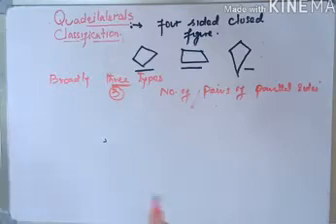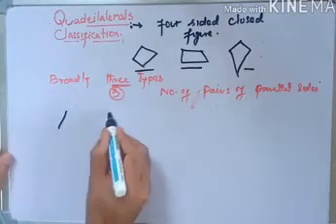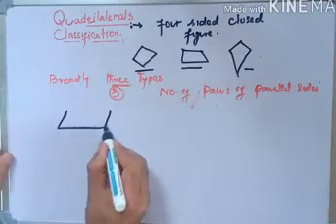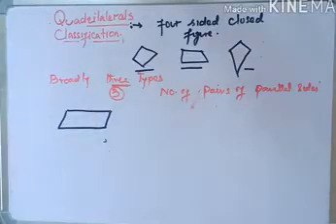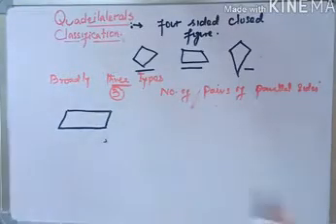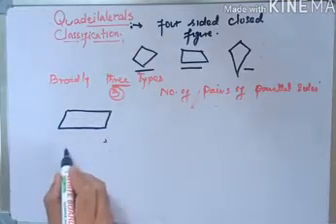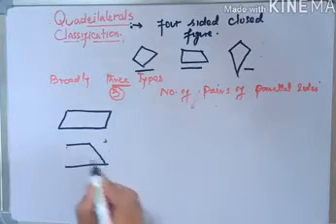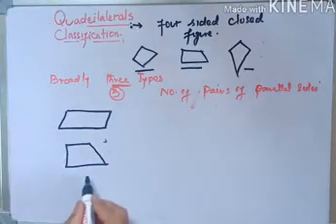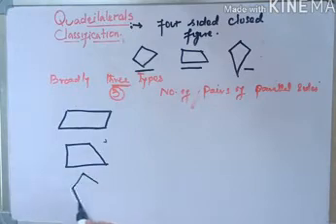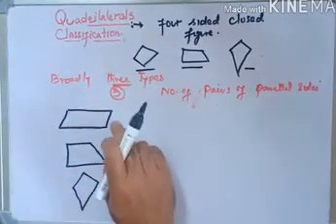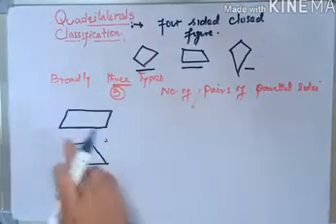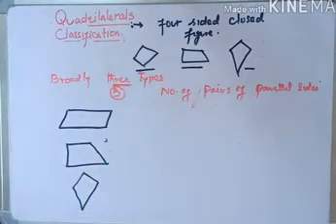I will draw three different types of quadrilaterals here. You can see here, this is a quadrilateral. This is a quadrilateral. This is a quadrilateral. This is another quadrilateral. This one is another quadrilateral. You can see the difference here. This is a quadrilateral having four sides. This is again a quadrilateral having four sides. This is again a quadrilateral having four sides.